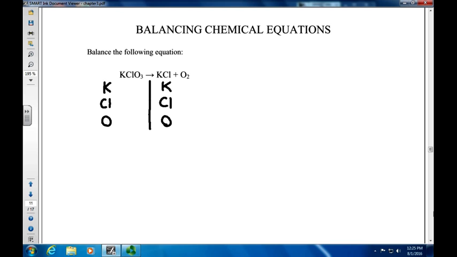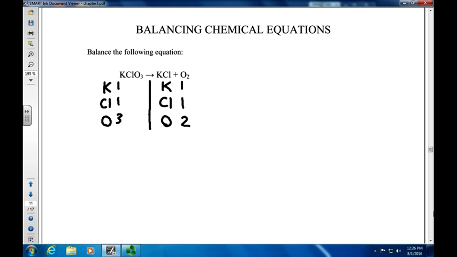Then you write the number of each species. So there's 1 potassium in the reactants, there's 1 chlorine in the reactants, and there are 3 oxygens in the reactants. There is 1 potassium in products, 1 chlorine in products, and 2 oxygens in the products. So our choice is clear. We need to try to get both of our oxygens to be equal to one another.